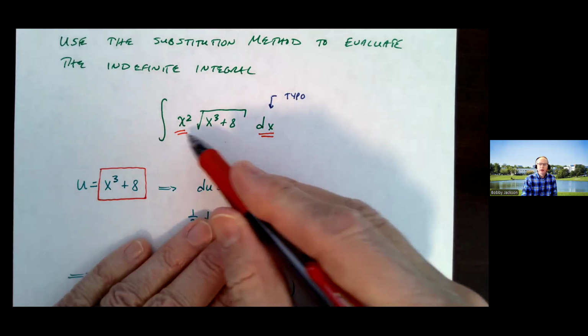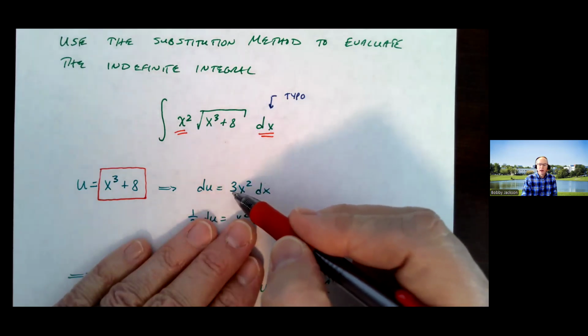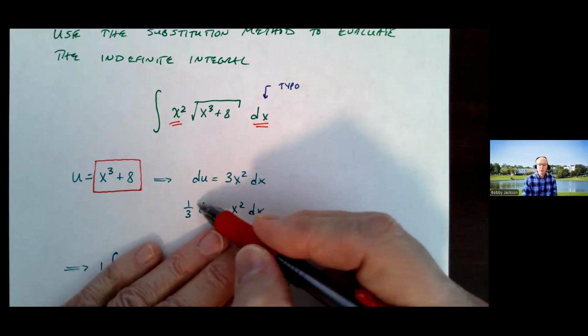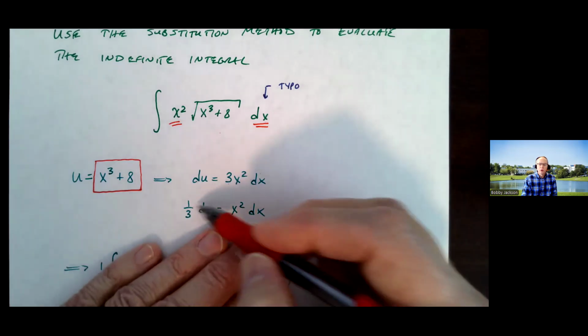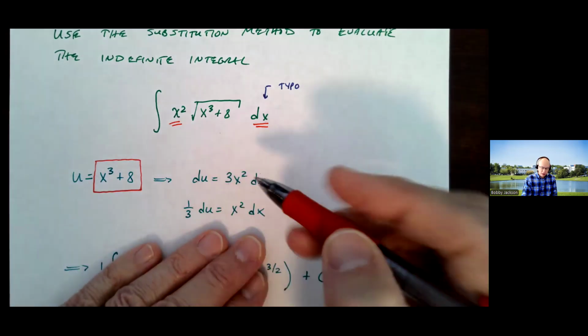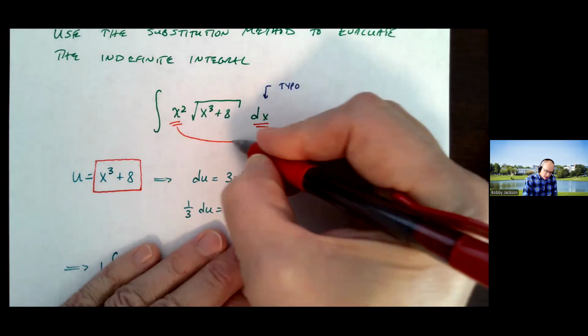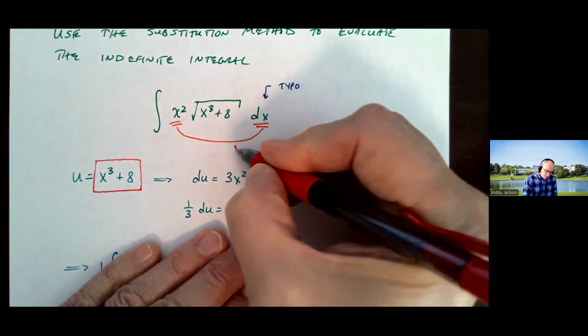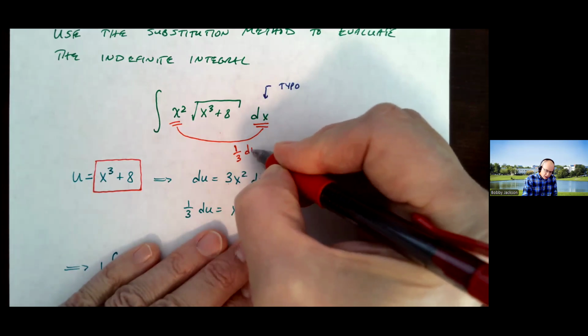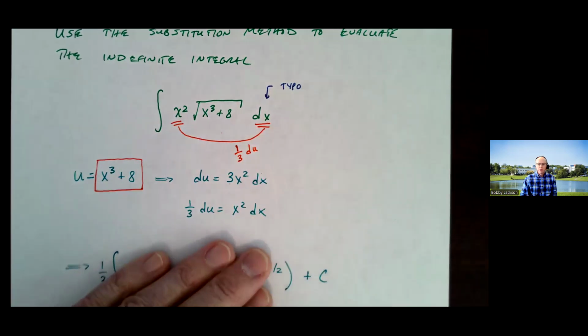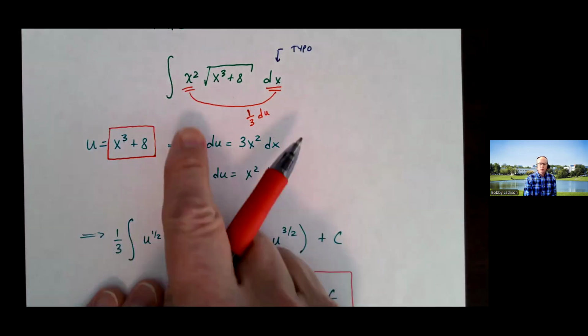And so what do I do? I've got x squared dx here. I've got 3x squared dx. I'm going to multiply both sides by 1/3. So 1/3 du will be this x squared dx. So these right here will become the 1/3 du. And our problem then becomes the 1/3 du.